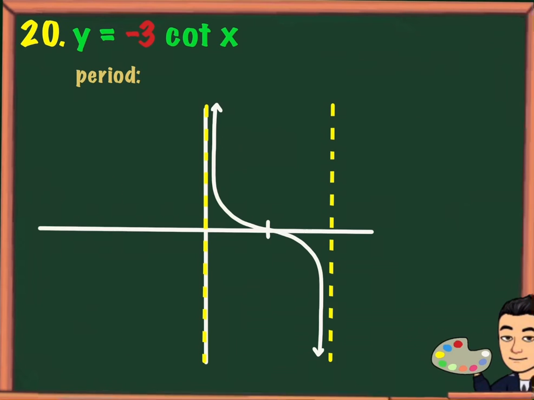For number 20, the period is going to be pi over b, so that's over 1, so your period is going to be just pi. So you're going to mark pi over here. You can mark pi over 2. So you see that the negative sign means that it's going to be a reflection, and the 3 is going to be steeper. So your cotangent is going to look like this. Steeper, reflected.